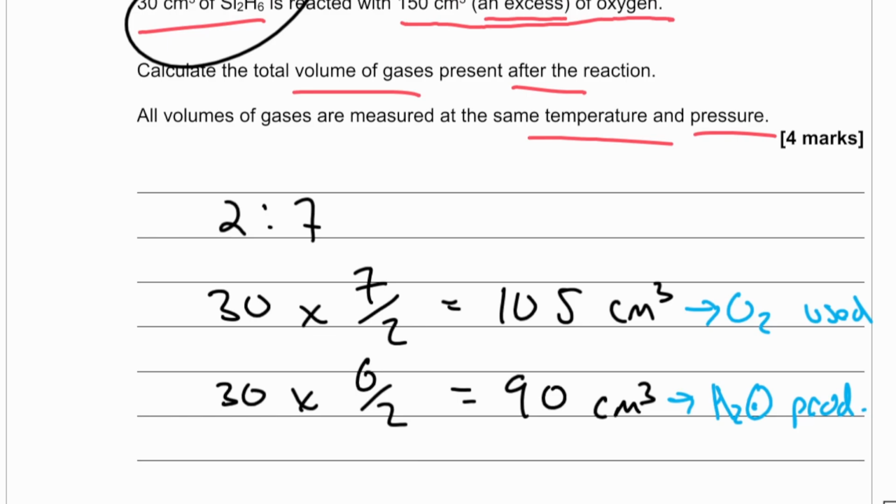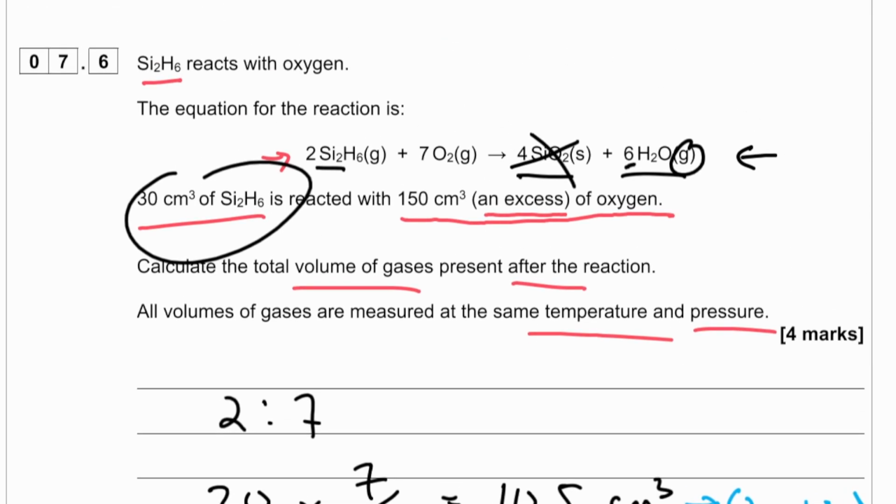You've worked out that 105 cm³ of oxygen is used up and 90 cm³ of water is produced. The last gas is actually the Si2H6 itself. But the important thing is this is reacted in excess with oxygen, so this is the limiting factor. So all of the Si2H6 will be used up, so we can ignore basically this 30 cm³. Okay, this is all going to be used up by the end of our reaction.